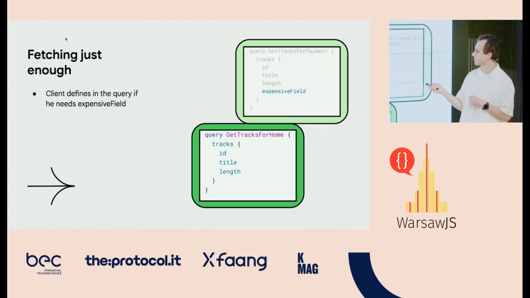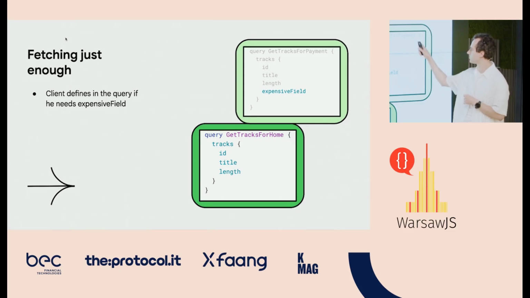I believe it will cover it. But the point is that we can just fetch enough. So imagine we have some field that is kind of expensive to fetch. It may be consuming a lot of time, or we may just pay for it. It may be an open API. And it's not always needed. Let's say we need this expensive field for payment, but we don't need it for the home page.